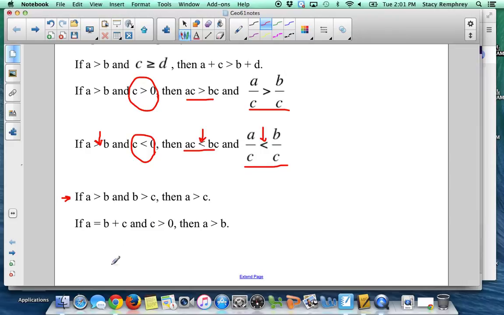And the last one here we actually use quite a lot in geometry. Notice again if C is greater than 0. If A, let's just say, is made up of B and C, okay, then A is going to be greater than B. The whole is greater than the part, okay? And I think you'll see where that comes into play in geometry. If we have a whole segment and it's made up of two little segments, the whole segment is going to be greater than either part of the segment.